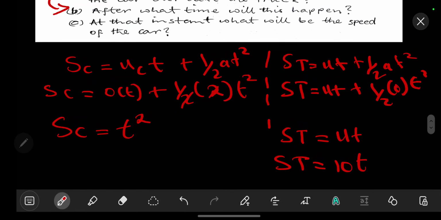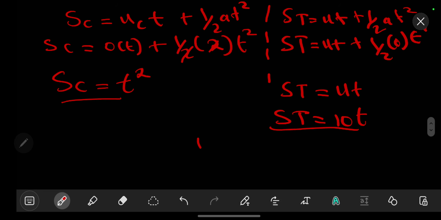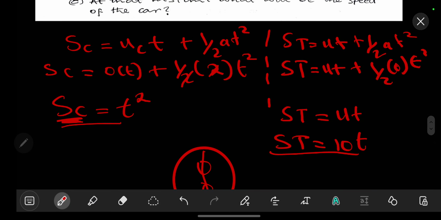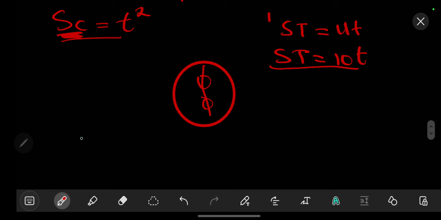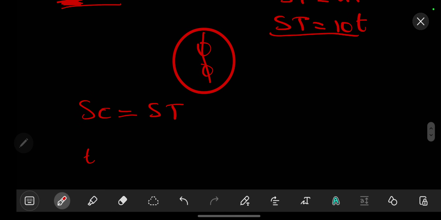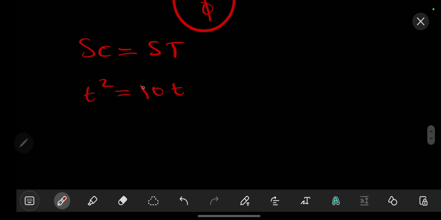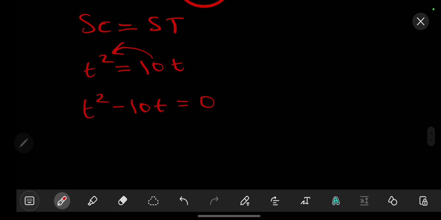Then one thing that we know is that at the point where the car overtakes the truck, their displacements are equal. They are at the same position in the same line. So meaning to say their displacement, which is the position, is the same. So we can equate them to say SC should be equal to ST. So this will give us a value. SC is equal to t squared, should be equal to 10t. Then we take the 10t this side, it will be t squared minus 10t should be equal to 0.